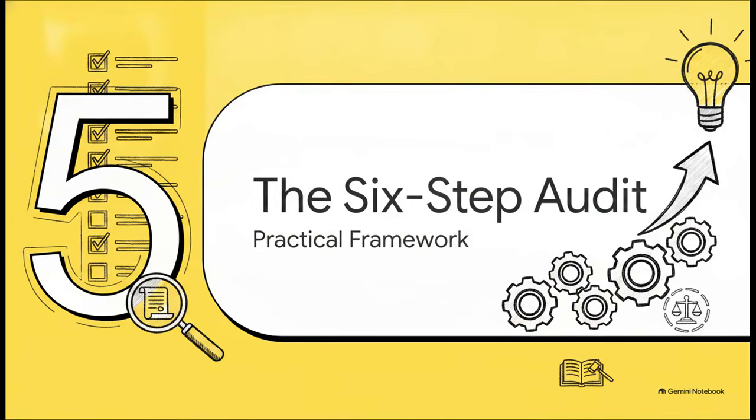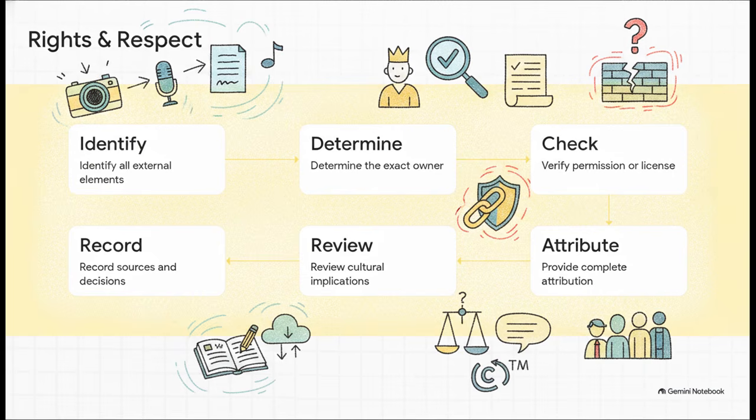Part 5. The 6-step audit, your practical framework. All right, here is your ultimate pre-publication workflow. Think of it as a 6-step rights and respect audit that takes you from factual investigation straight through to ethical execution. First, you investigate. Step 1. Identify every single external element you used. Images, sounds, text, everything. Step 2. Determine exactly who owns them. Step 3. Verify you actually have the permission or license to use them. If you skip these, your foundation is basically crumbling.